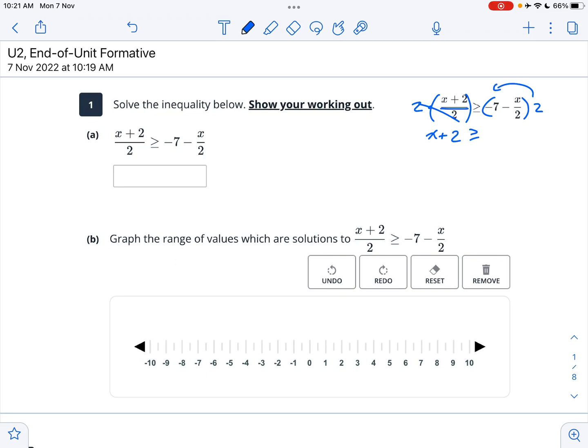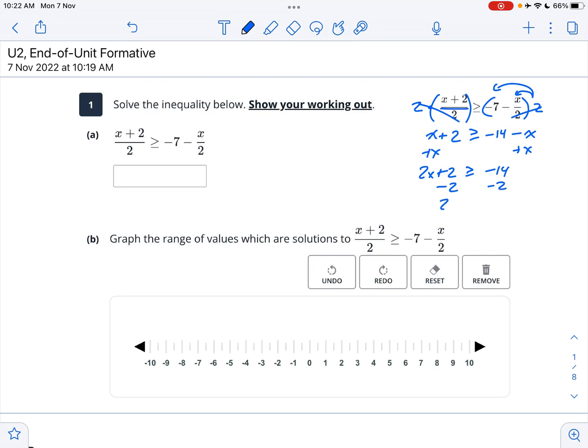So I have to distribute that 2 to the minus 7 and the minus x over 2. 2 times negative 7 is negative 14, minus, and then these 2's cancel each other out, and you're just left with x. Now remember, on this one, I multiplied by 2, so I'm not going to switch the inequality sign. The only time I do that is when I multiply or divide by a negative. Now I need to get the x's on the same side, so I'm going to add x. It's going to give me 2x plus 2 is greater than or equal to negative 14.